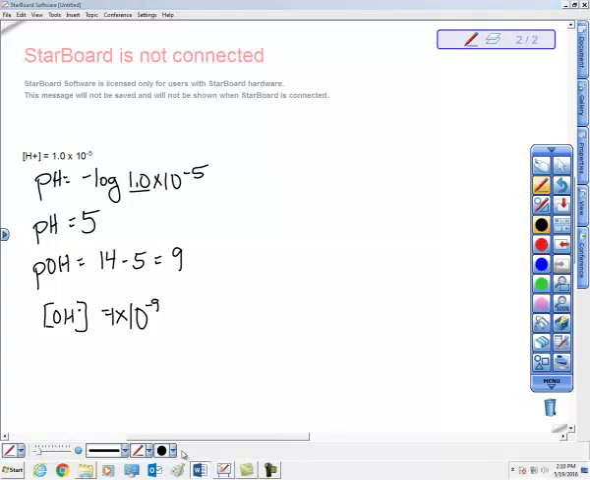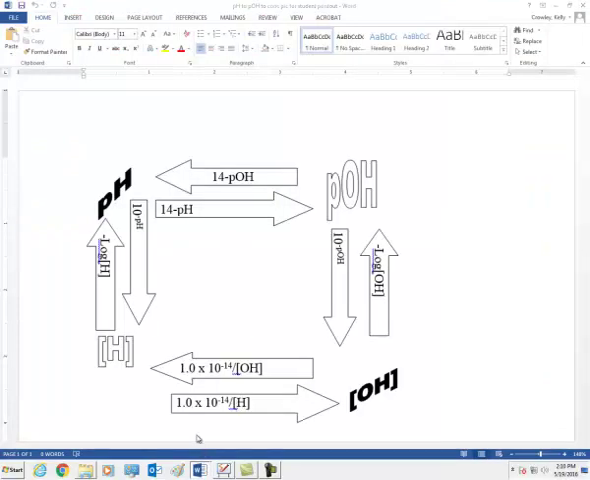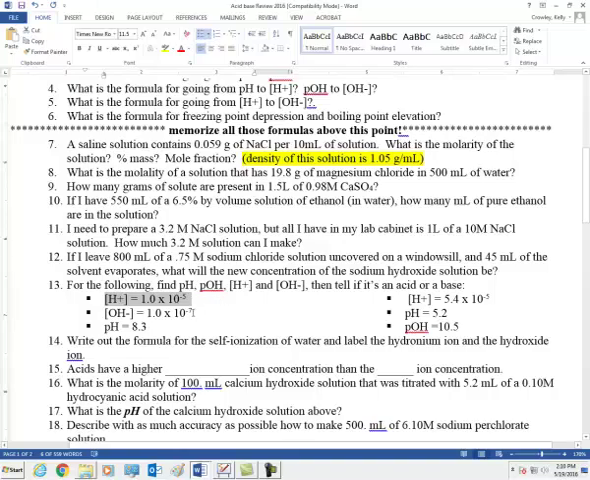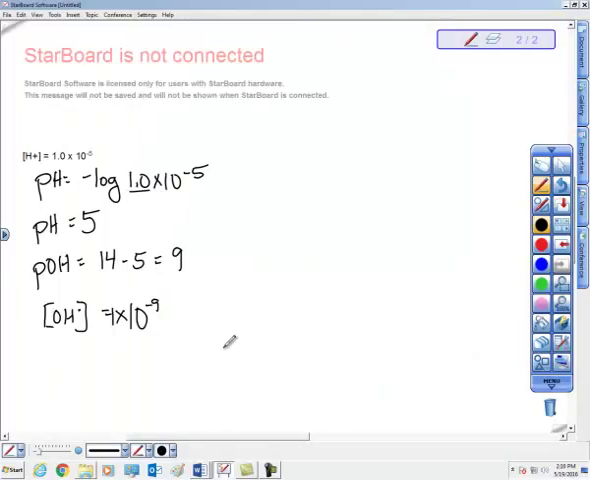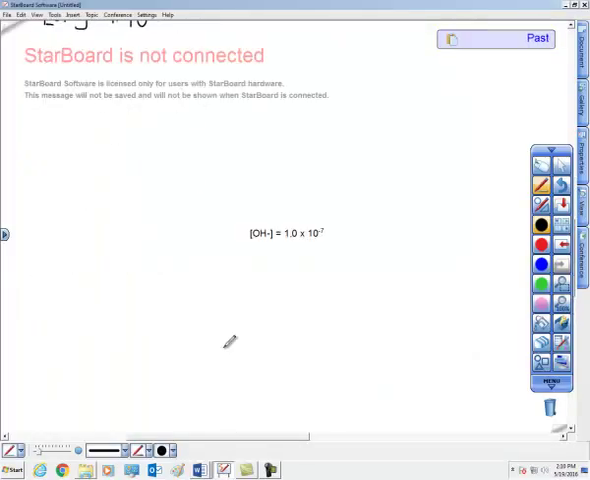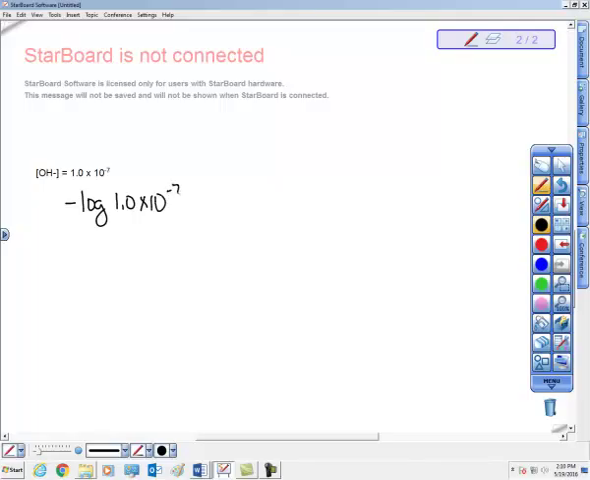Okay, let's go back. Okay. Let's do the next one. This time we give you your hydroxide ion concentration. So here's a good way to review. You ready? If I go negative log of 1.0 times 10 to the -7, what will that give me? It'll give you pOH because you're looking at the OH ion.